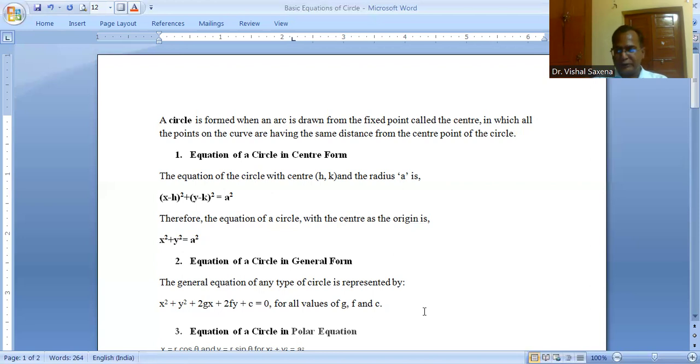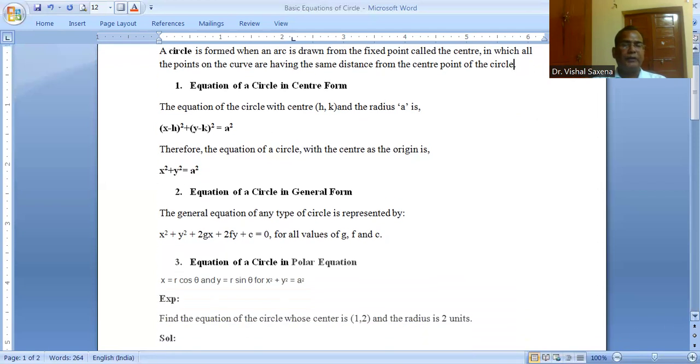In the general form of circle, the center is given by minus g comma minus f, while the radius of the circle is given by under root of g square plus f square minus c. So these are the two formulas for the center and radius of the circle. Here g, f, and c are constants.